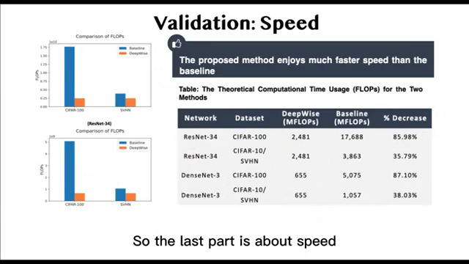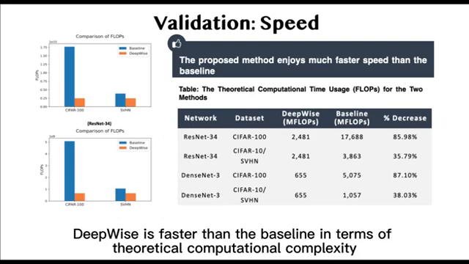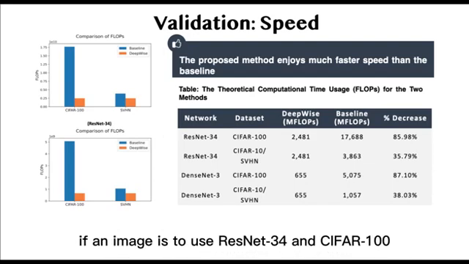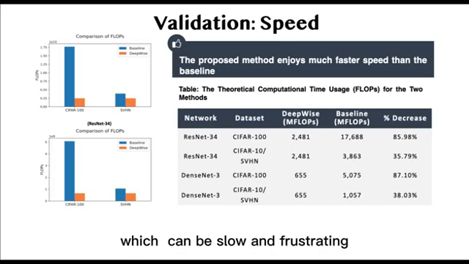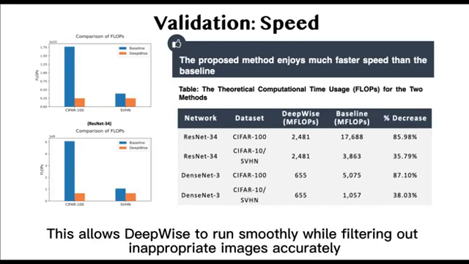So the last part is about its speed. For all tested networks and datasets, DeepWise is faster than the baseline in terms of theoretical computational complexity, with up to 87% complexity reduction. For example, if an image is to use ResNet 34 and CIFAR-100, the detection of adversarial input would take around 10 seconds on a normal computer, which can be slow and frustrating. This is also visualized in the graph on the left. This allows DeepWise to run smoothly while filtering out inappropriate images accurately.